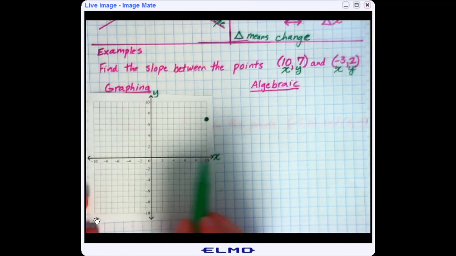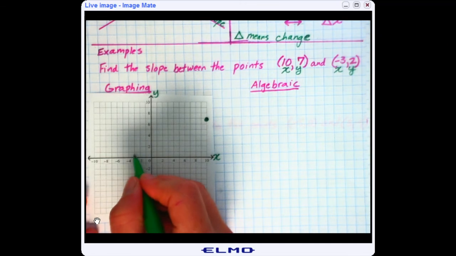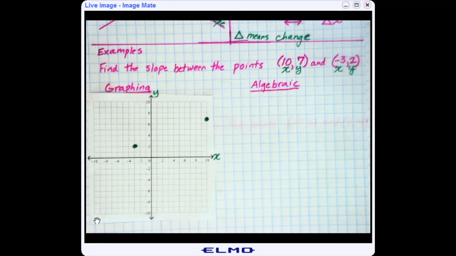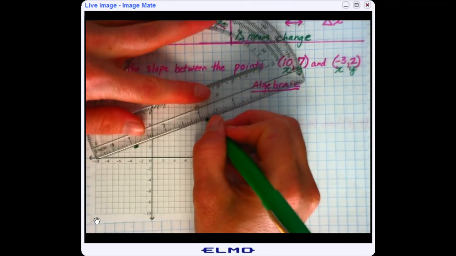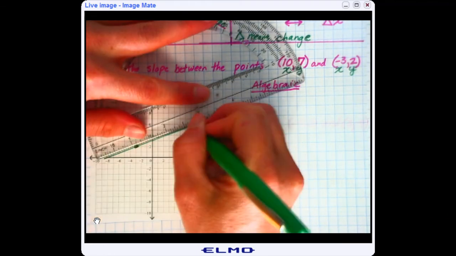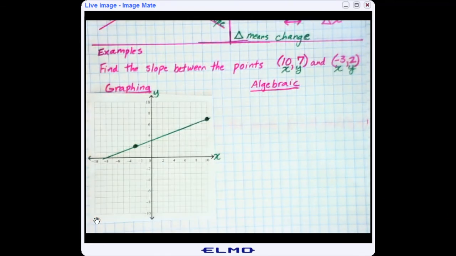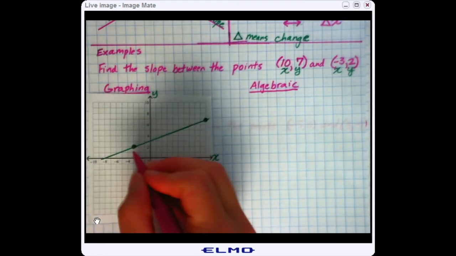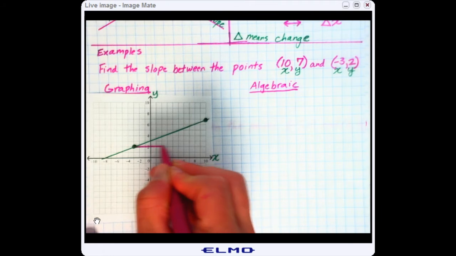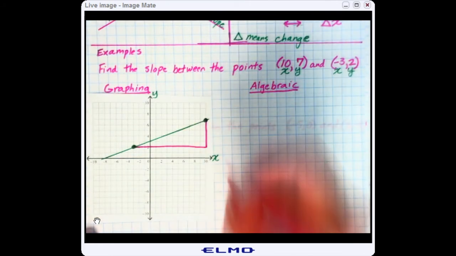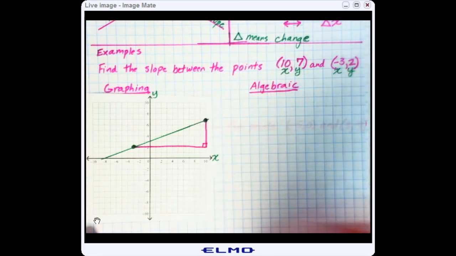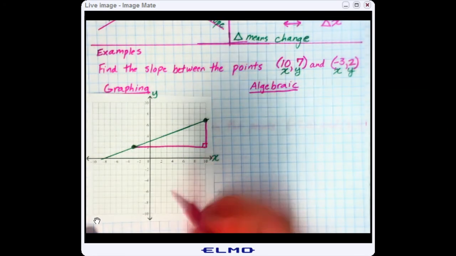So I'm going to go along my x-axis to negative 3. I'm going to see where that meets my y value at 2. Now I've plotted both of those points, and I'm just going to connect them to make my line. Now if I want to find the slope between those 2 points, I like to use my slope triangle, and from a point, I'm going to go perfectly horizontal and perfectly vertical. Where those meet, I'll get a 90-degree angle following the grid lines on my graph.